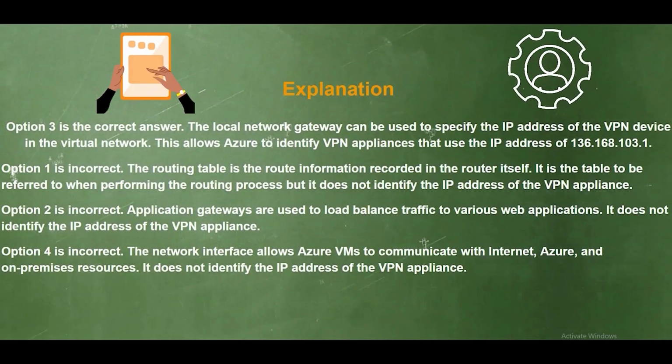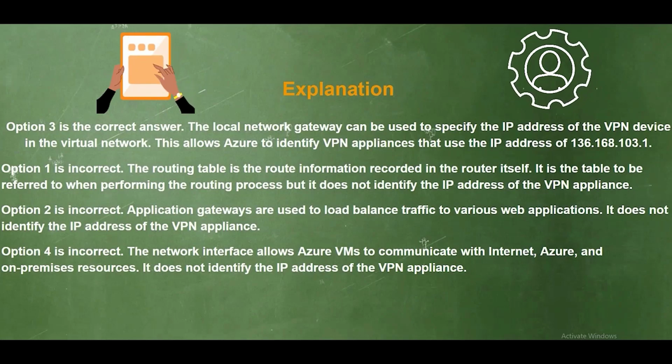Explanation. Option 3 is the correct answer. The Local Network Gateway can be used to specify the IP address and the VPN device in the virtual network. This allows Azure to identify VPN appliances that use the IP address of 136.168.103.1. Option 1 is incorrect. The routing table is the route information recorded in the router itself. It is the table to be referred to when performing the routing process, but it does not identify the IP address of the VPN appliance.